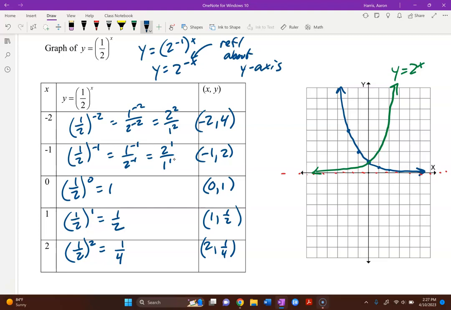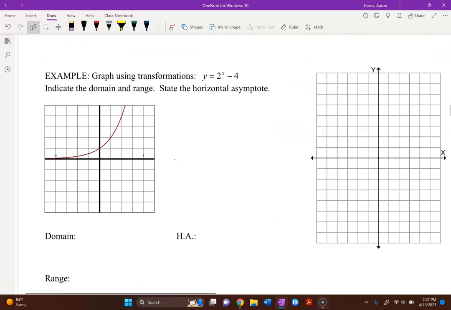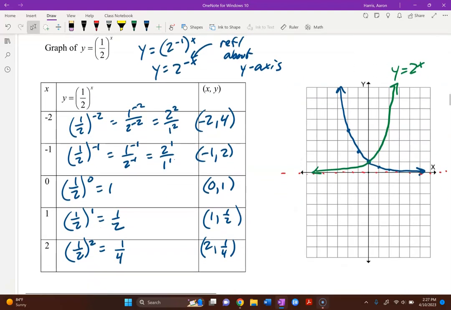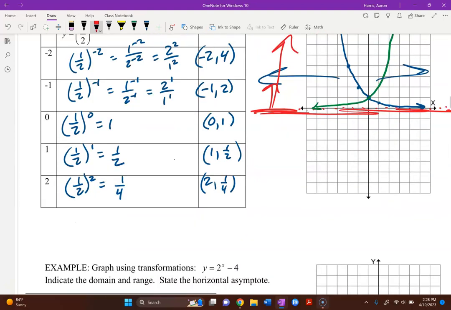So you can graph these using transformations, right? The blue one is a reflection about the y-axis of the green one, the original green one that we did in part A. So let's graph this one using transformation. And I should mention, by the way, our domain goes as far left and right as you want. So negative infinity to positive infinity. And then our range, notice it does not touch 0, but it'll go up to infinity, right? It shoots up 0 to infinity.